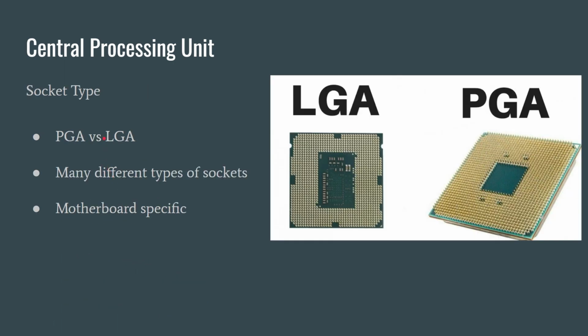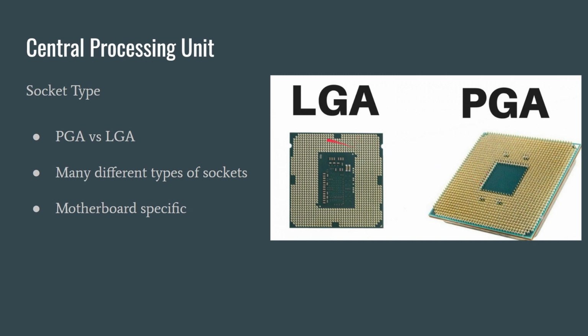So next, moving on, we have socket type. The socket type is basically the physical connection that the CPU makes with the motherboard. There are 2 main types, PGA and LGA. In PGA, there are all these little pins that stick out of the CPU, and those go into a bunch of little holes on the motherboard, and you have to insert these pins into the motherboard in a very specific way.